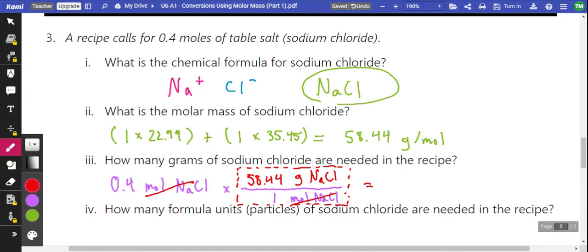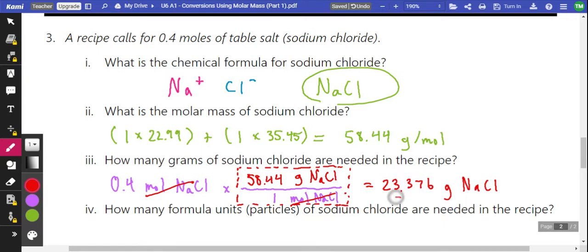The divided by 1 doesn't really do anything to your answer, but sometimes it makes me feel better to do it just to make sure I've hit all the stuff in the fraction bars. So it's up to you. If you feel comfortable with skipping it, that's fine. Again, it won't change your answer. But our answer here, either way, comes out to be about 23.376. Now this is grams of NaCl. So your recipe needs 23.376 grams of NaCl.